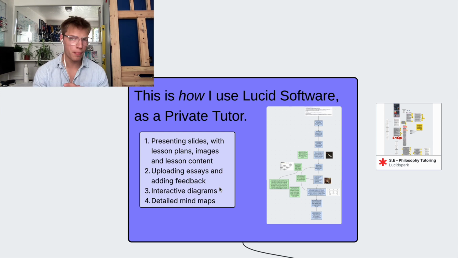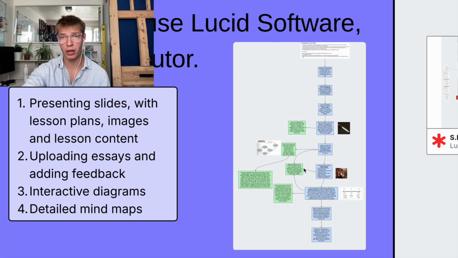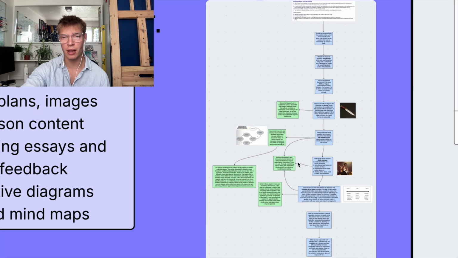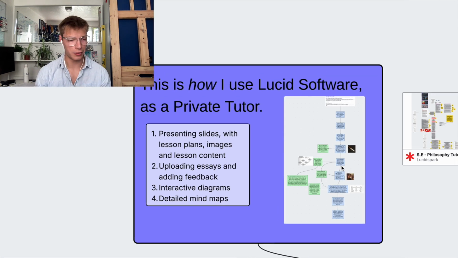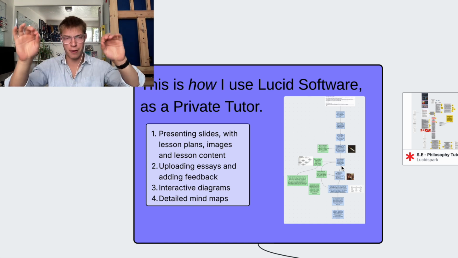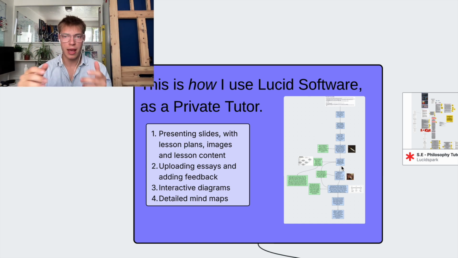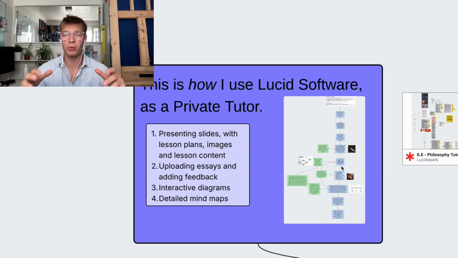And then, as you can see here, I teach a humanities subject. I teach philosophy. And in philosophy, lots of information needs to be conveyed. In STEM subjects, sometimes my maps and charts can just be one or two word sections. Here, I actually need to convey quite a lot of information. And so the flow charts or mind maps can be detailed. I can do that with Lucid nice and easily.